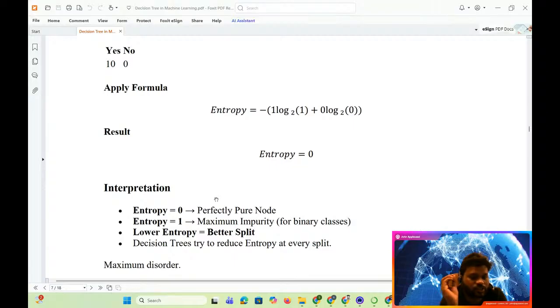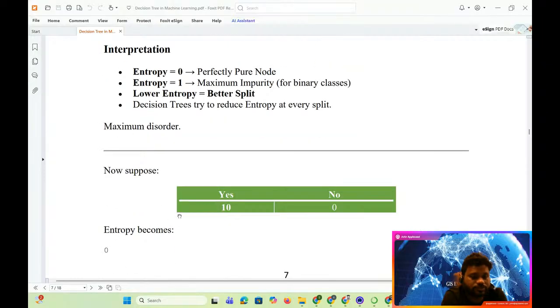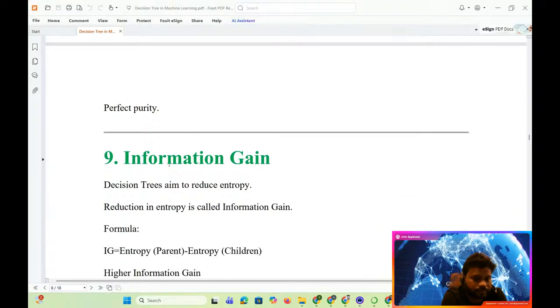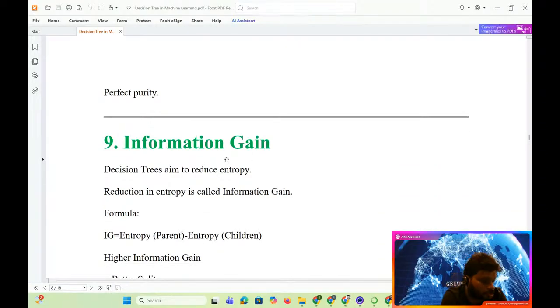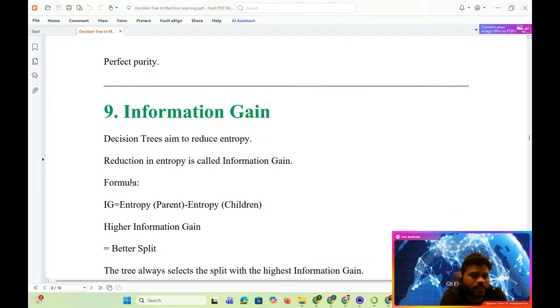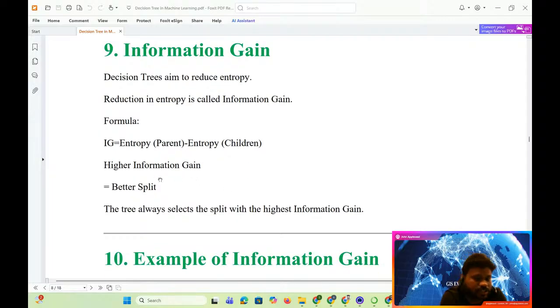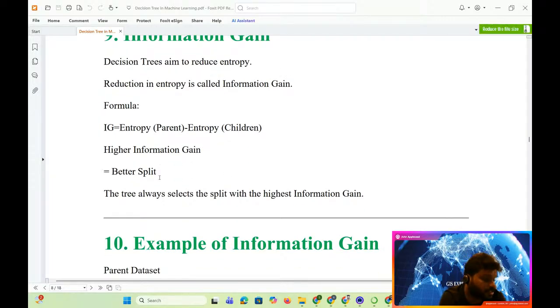Decision trees try to reduce entropy at every split. So maximum disorder is bad; if yes is 10 and no is 0, there is perfect information gain. Now convert this to information gain. A decision tree aims to reduce entropy, and the reduction in entropy is called information gain. If the entropy is less, then your result will be good. Formula: information gain = entropy of parent minus entropy of children. High information gain means a better split. If information gain is high, then your result will be best.